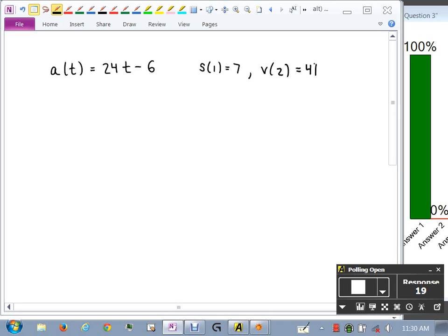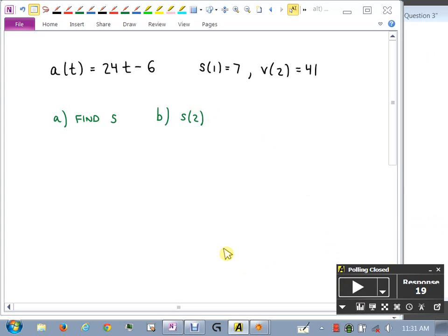And what you're asked to do first, part A, find the position function. So they want you to find S. That's the position function. Part B, they want S of 2. So what's the position of the object after 2 units of time? All right, so let's start with part A.